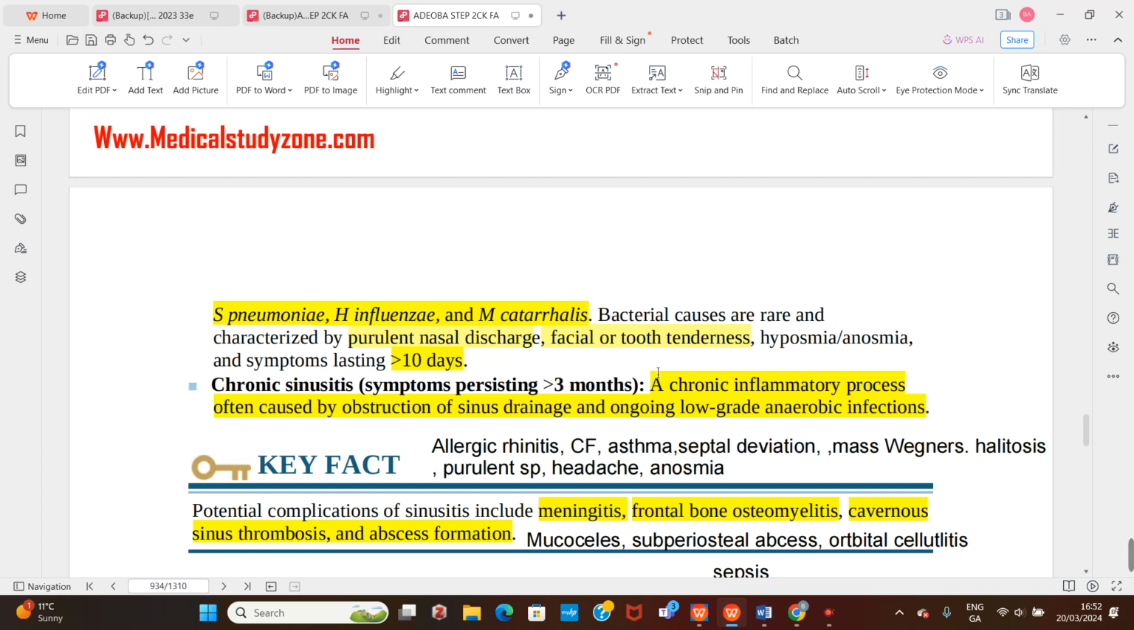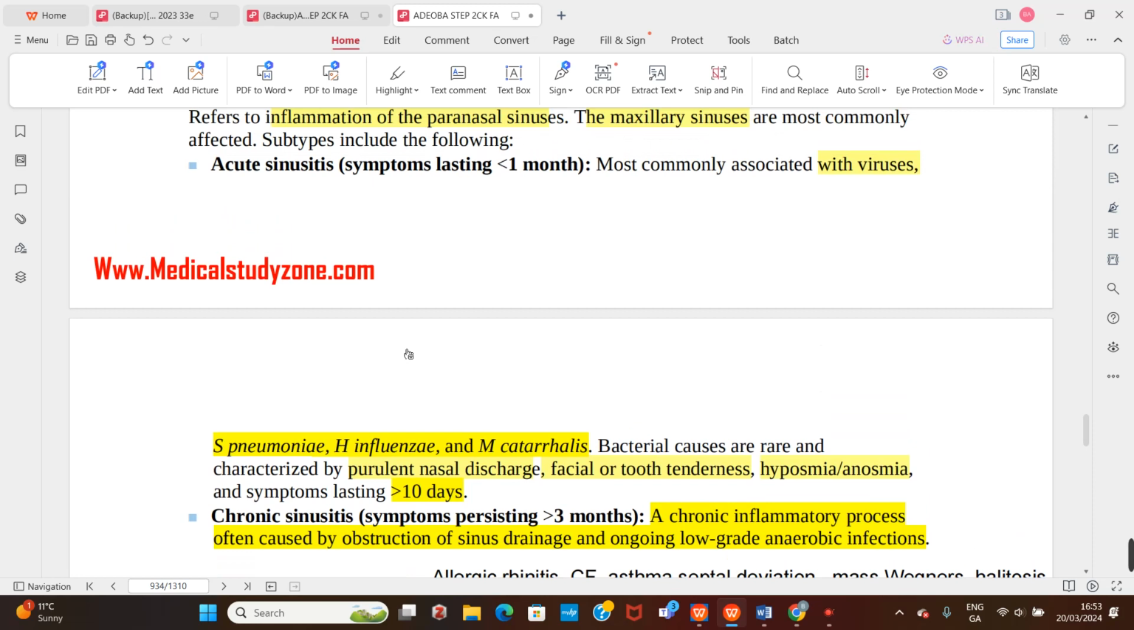It can spread upwards to the frontal sinus, and they can have headache. They can go to the sphenoid sinus, and they can have retroorbital pain. So depending on the sinus that is affected, but because we are looking at the maxillary one, which is the commonest one, they will just have the facial or the tooth tenderness. They can have purulent nasal discharge. Because of the congestion within the sinuses, they will have impairment in perceiving smell, so they can have hyposmia or anosmia, and the symptom is definitely going to last for more than 10 days but less than 1 month.